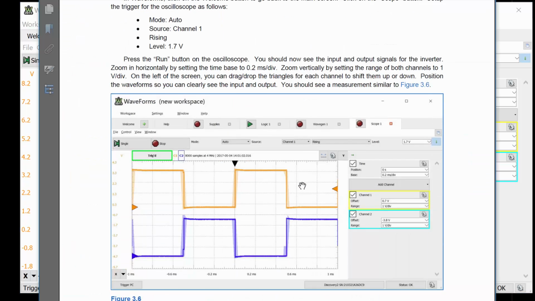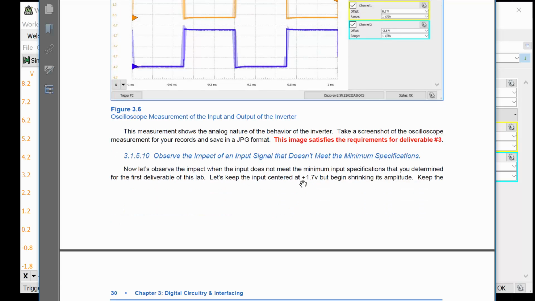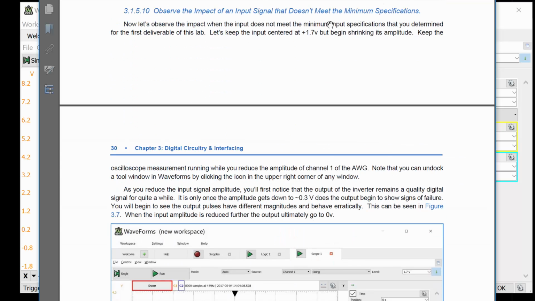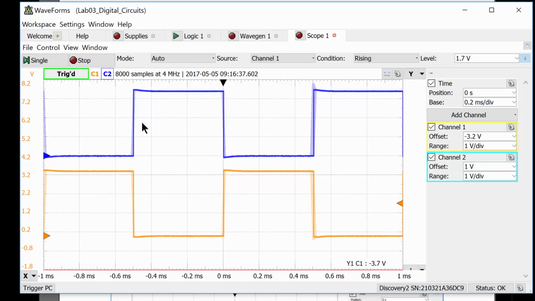Okay, so now, and that's deliverable number 3. Now what we want to do is take a look at the impact of a signal that doesn't meet the minimum input specifications. If you recall what input specifications are, this right here is the input. We know that it has to go down to a certain level at a certain voltage to be considered a low, and it has to be large enough to be considered a logic high. But it has a range of values that it can take on and still work.